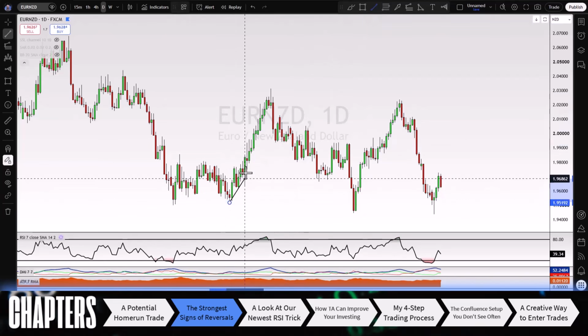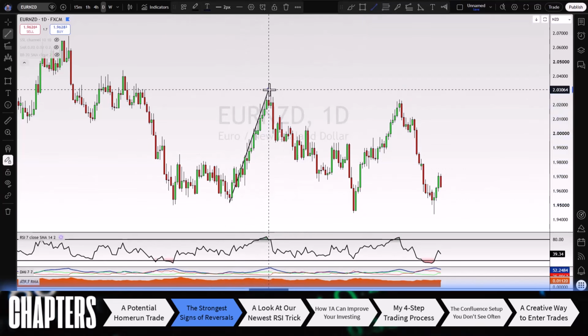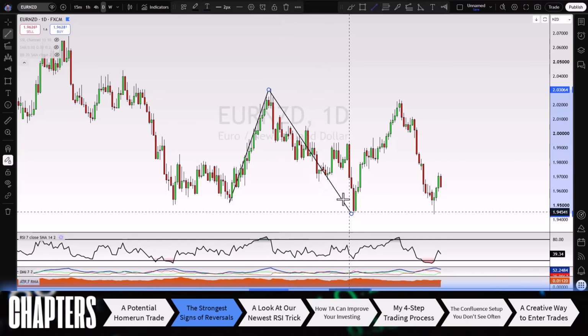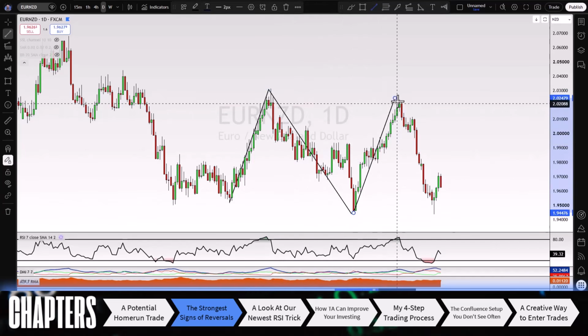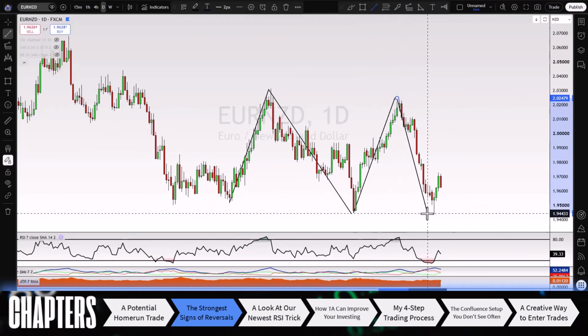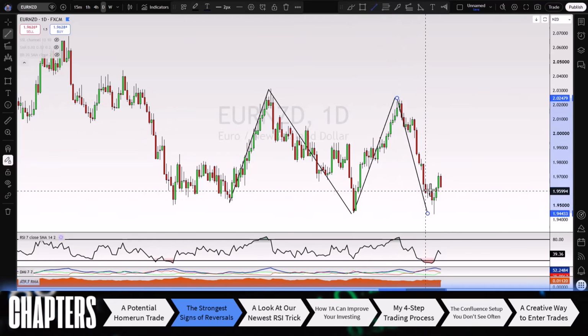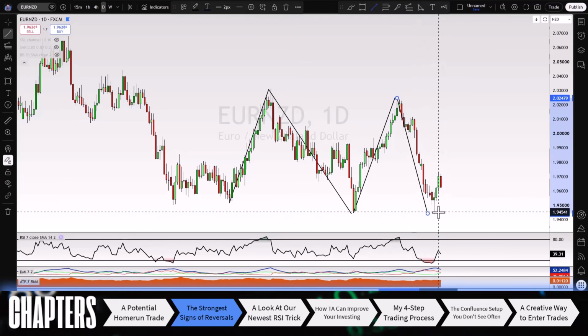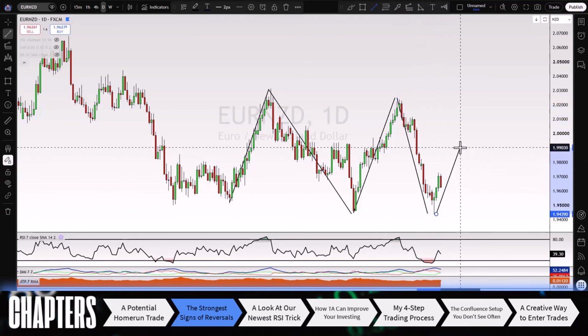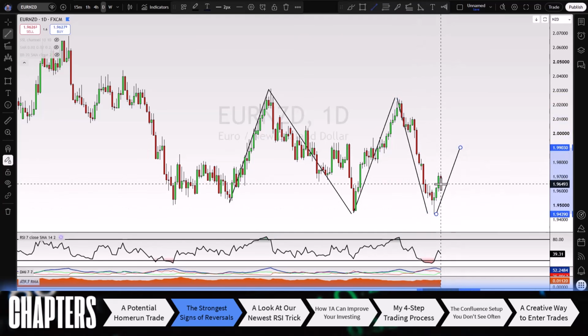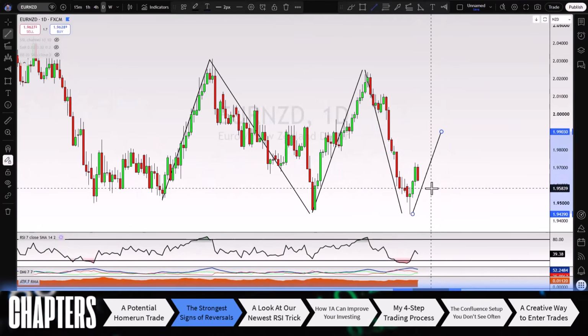You can see price action rallied up and then we turned right around and came back down. We rallied down and then we turned right around and came back up. And then we turned right around and came back down. And then once we got to the bottom here again, we did that exact same thing. So we are currently in the beginning phases of a very strong reversal sign here on the Euro New Zealand.